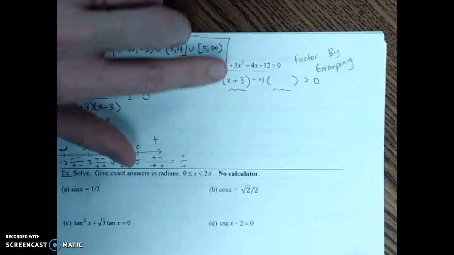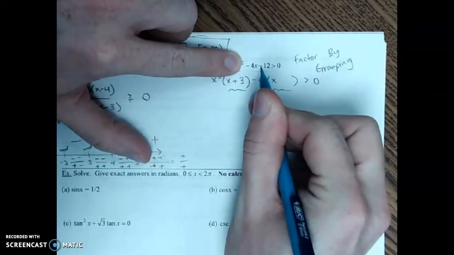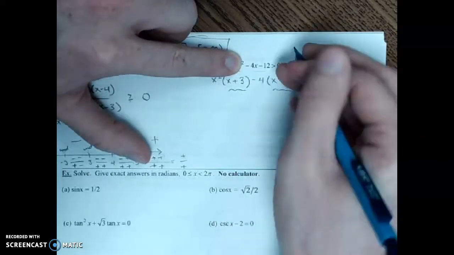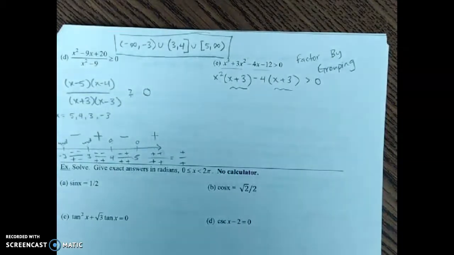Let's see. If I factor out the negative 4, I'm going to have x. Don't forget, you factor out the negative. So negative 12 divided by negative 4, that is a plus 3. And look at that, it matches, right? It's almost like someone planned it that way. Spoiler alert, I did.